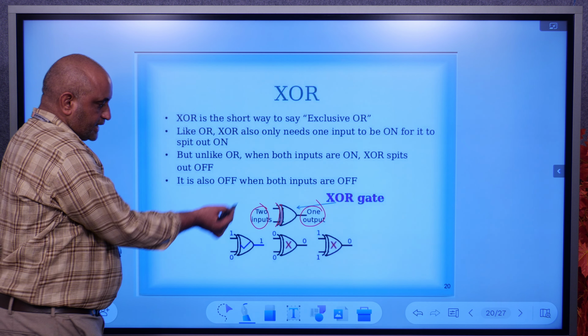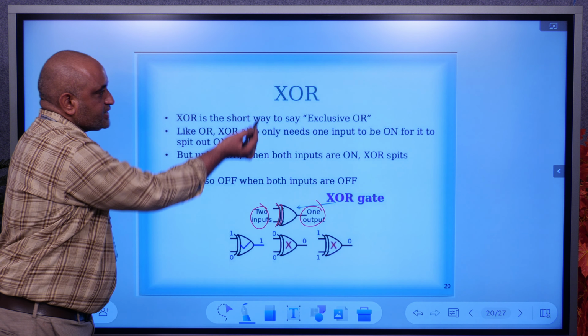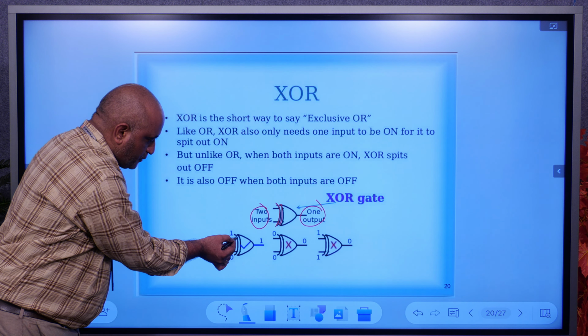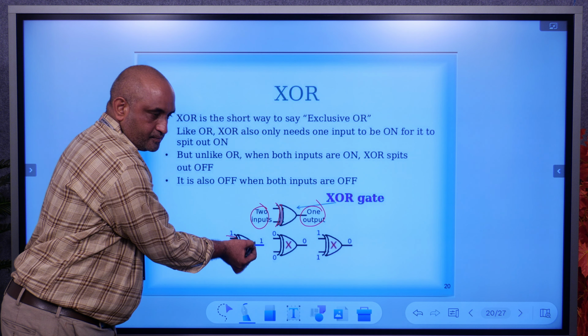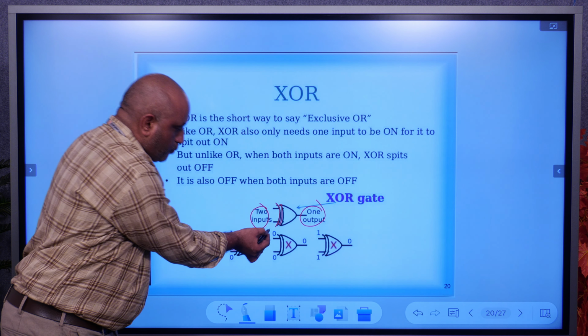In the case of exclusive OR, XOR is nothing but exclusive OR. Suppose one input is 1 and the other input is 0, you get the output 1. Okay, now next, let us go to both inputs being 0.